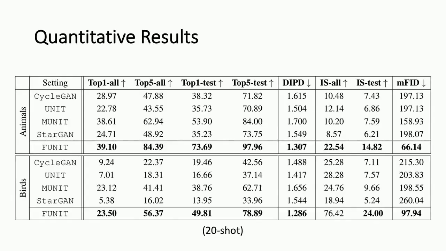Here we compare our model with previous baselines. The results are under the 20-shot setting, where the target domain has 20 examples. Our model significantly outperforms all the baselines under all the metrics. The baseline models are trained on the examples in the target domain, but our model has never seen the target domain during training.